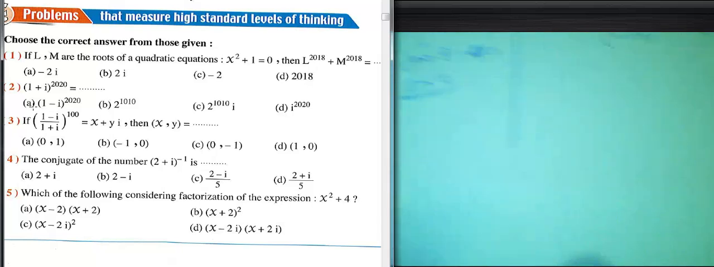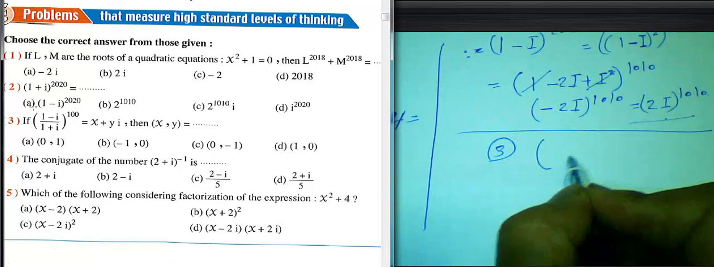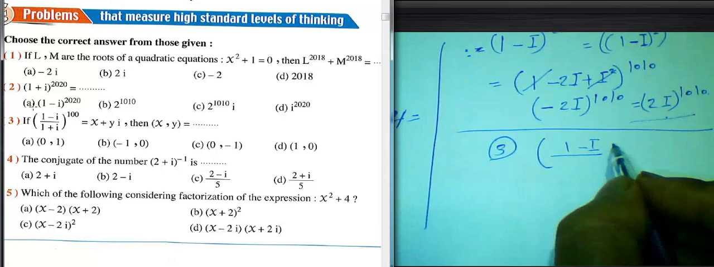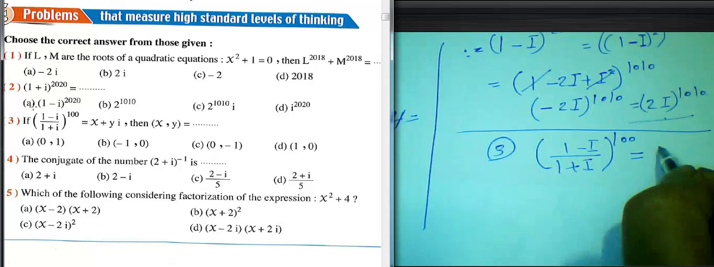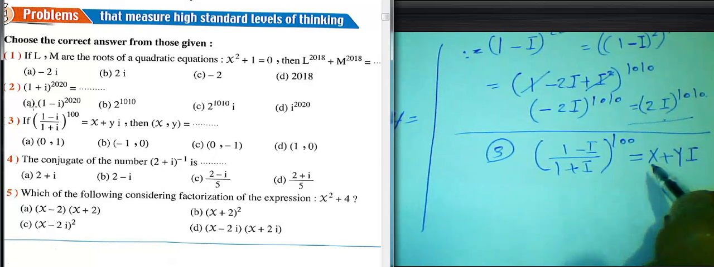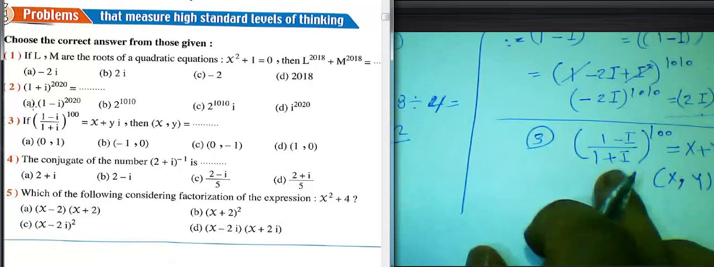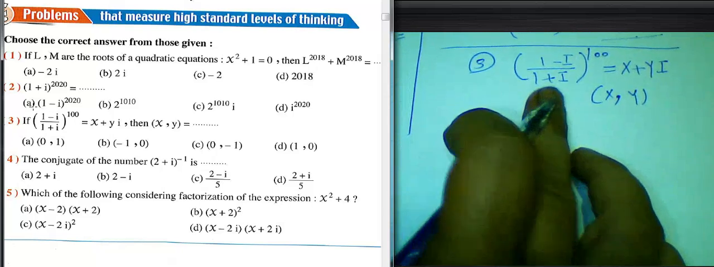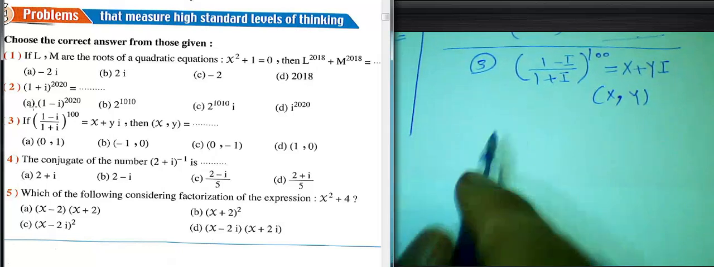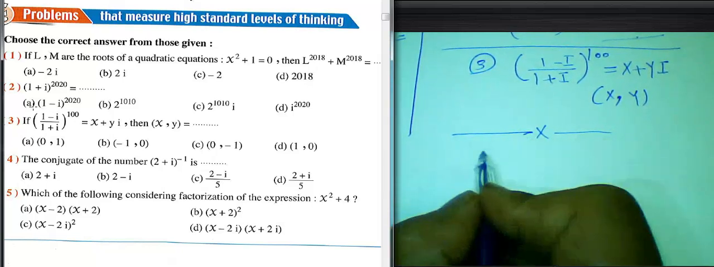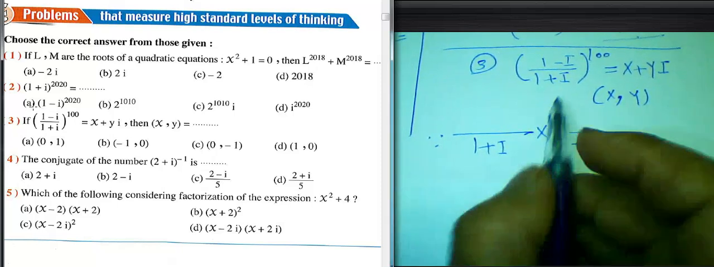Question 3, look at it with me. Question 3: if (1 subtract i over 1 plus i) to power 100 equal x plus yi, then find x and y in order. We can solve it. We can find the result by multiplying 1 subtract i over 1 plus i by the conjugate of the denominator. The conjugate of the denominator is 1 subtract i. Look at it with me, I solve it.